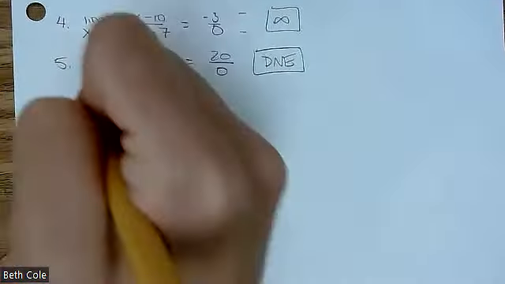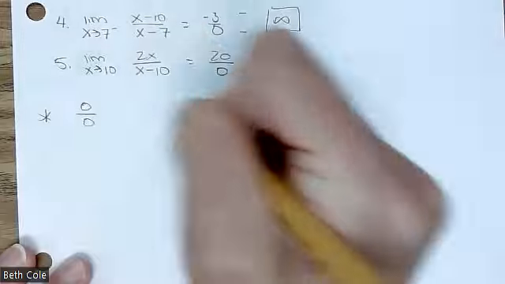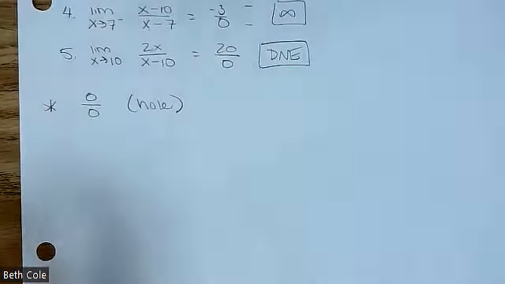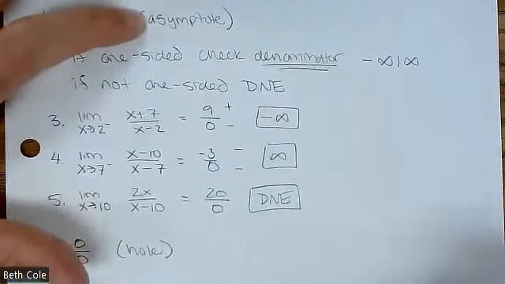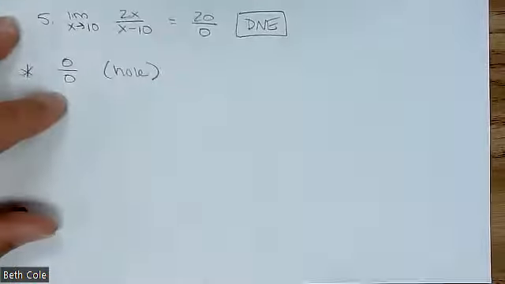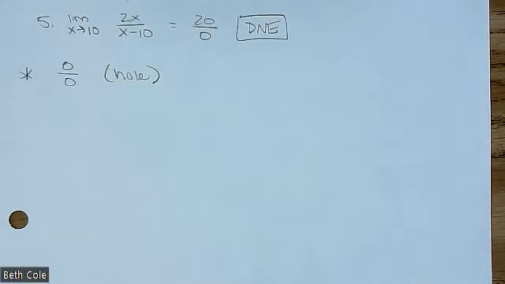Okay, third method. If you get 0 over 0, that means there is a hole. We'll talk more about this if you're going on to calculus, but the vocabulary word for that is called indeterminate. That's called indeterminate. It means that there's a hole. So if you get a value over 0, it means an asymptote. It's either going to go up or down. If you get 0 over 0, that means that there is a hole.